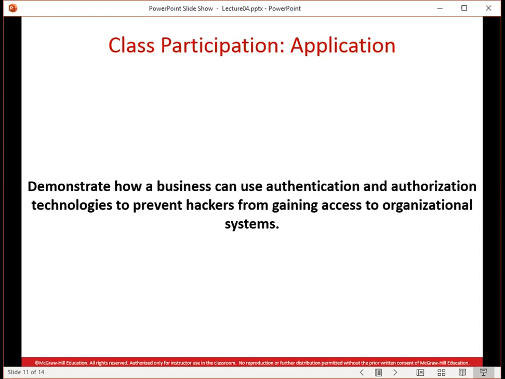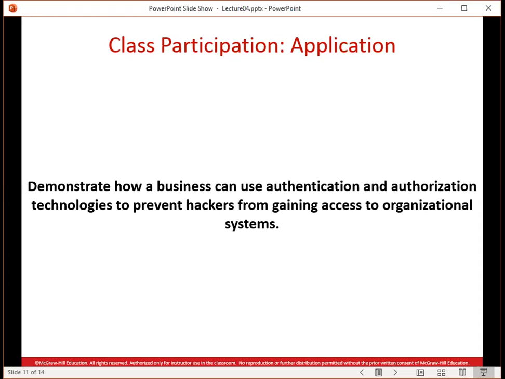Once a system determines the authentication of a user, it can then determine the access privileges or authorization for that user. So if it so happens that a user has their authentication compromised and a hacker gets in, then there's a limited amount of authorization that user has.